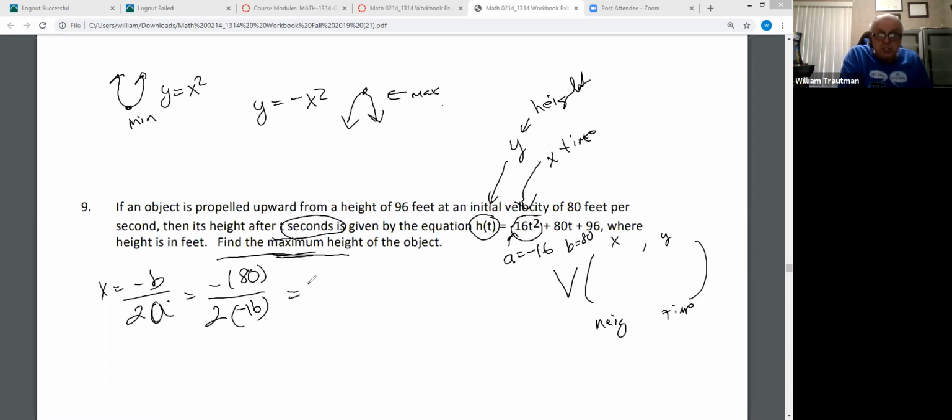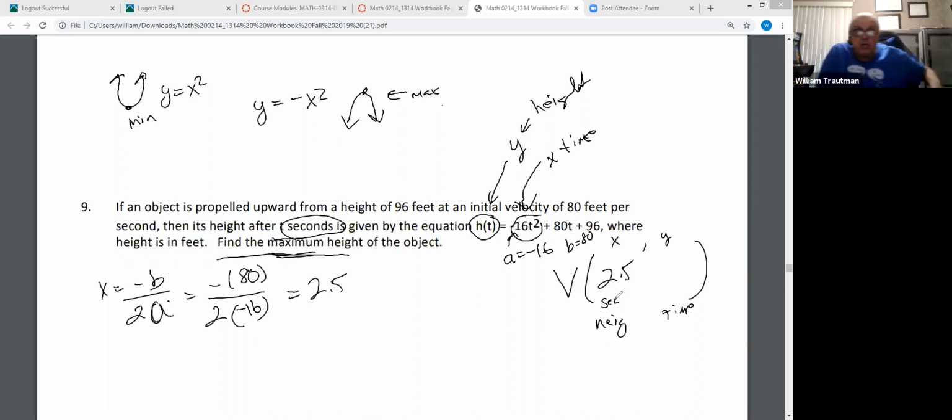And I get 2.5. In other words, 2.5 seconds. So if an object is... I didn't even read the question. I already know. I saw maximum. I'm going to find the vertex. An object is propelled upward at a height of 96 with an initial velocity of 80 feet per second. And then the height is per second, every second. We want to know the height at 2.5 seconds.